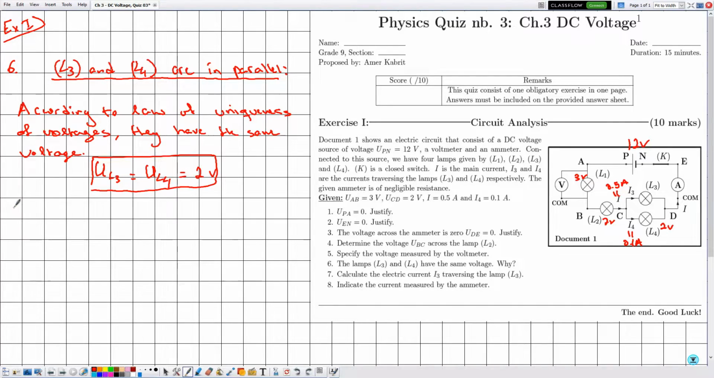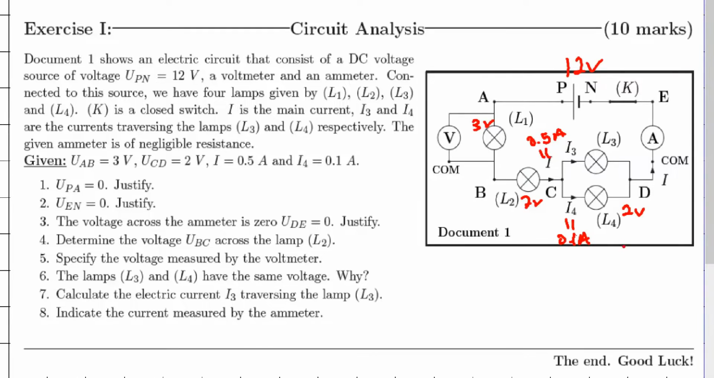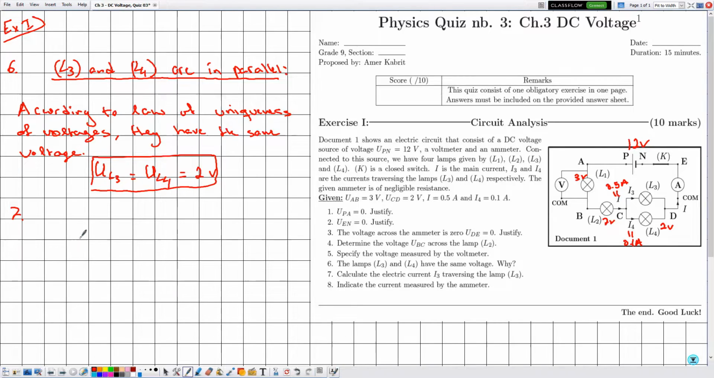Now we have reached part 7. They are telling me to calculate the electric current I3 traversing the lamp L3. We are interested in determining I3. So notice that at the point C, the main current, which is given by I, splits into two currents, and they are given by I3 and I4. So we can say that I is equal to I3 plus I4.